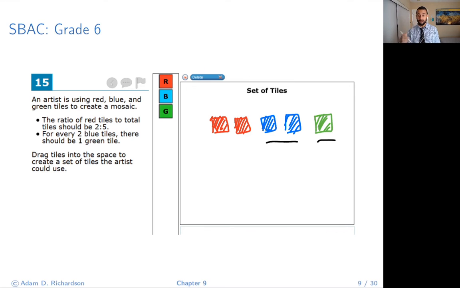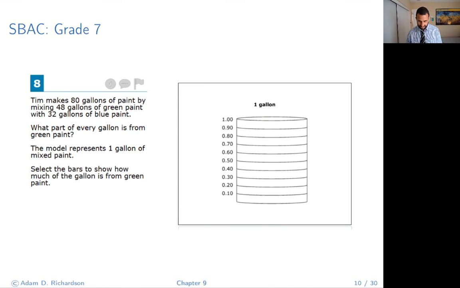Notice also that this looks very, very similar to the strip diagrams that we've been doing in chapter 8 and that you'll do all this chapter 2. Exactly, because that's a tool that these students use and we want to make sure that they understand how to use it. All right, how about this one?